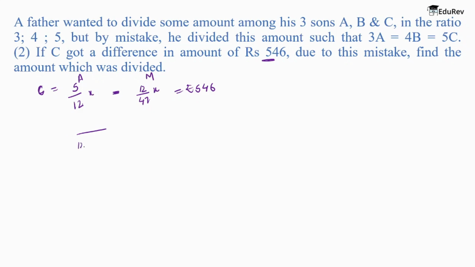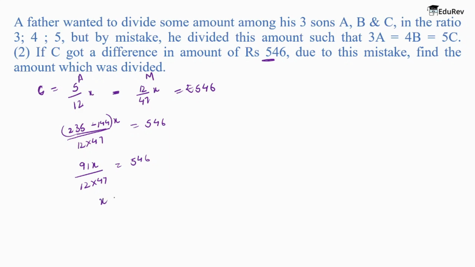47 and 12, 12 into 47, you get the LCM. So you have to multiply 47 into 5, which is 235, and 12 into 12 is 144 of X, right? And this is equal to 546. So when we subtract, it becomes 91X upon 12 into 47 is equal to 546.